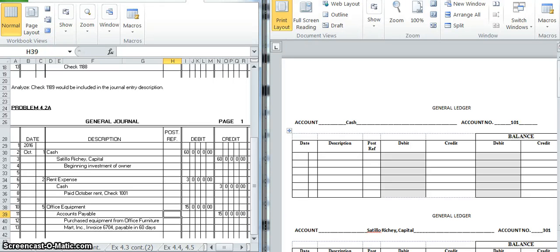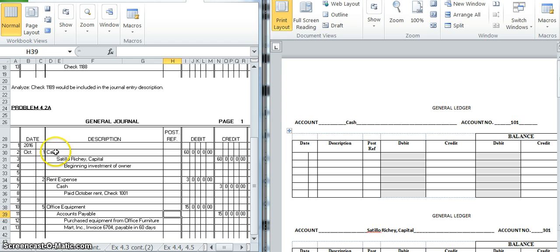We're going to learn about posting from the general journal to the general ledger. Once you have your general journal entries done, and I'm using the example of problem 4.2a, we have gone in and entered our general journal entries. We have October 1, where the owner put cash into his business. So it's time to post.